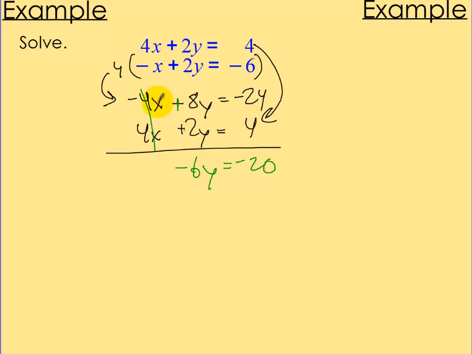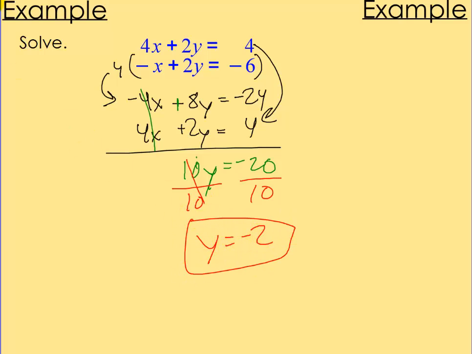Did I do the math wrong? Yep, this should have been plus. So, oops, I messed up, but I caught my mistake. So that should have been 10y equals 20. And the next step is I will divide by 10, and you will get y equals negative 2. Now we've got to solve for x. I will take any equation. I'll take the top one.